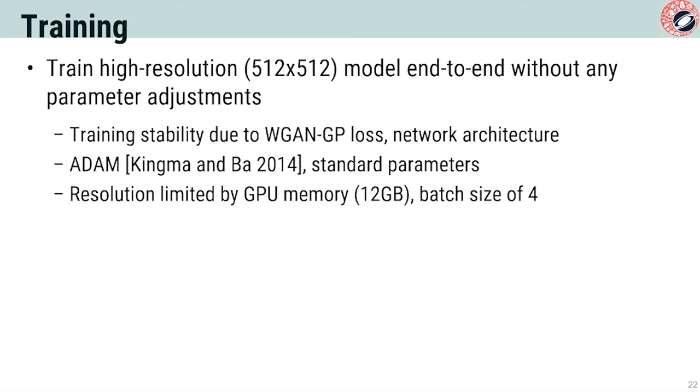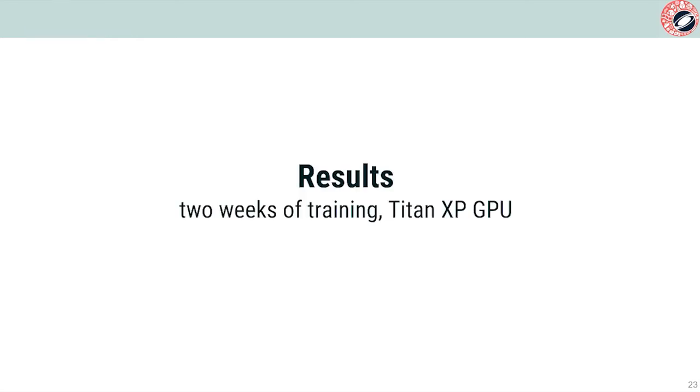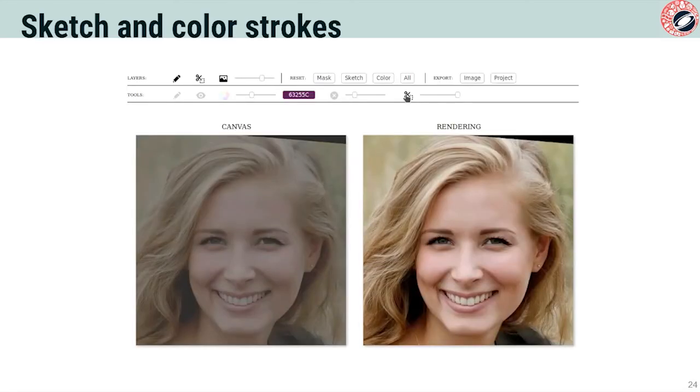Now, our architecture and loss function allow us to train directly on the 512 square images end-to-end without any parameter adjustments. We use a variation of gradient descent called ADAM with standard parameters, and in practice, our image resolution is limited by the available GPU memory, which was 12 gigabytes in our case, and we had 512 square images. With this, I'm ready to show more results of our approach, and these are obtained after 2 weeks of training with a single Titan X GPU.